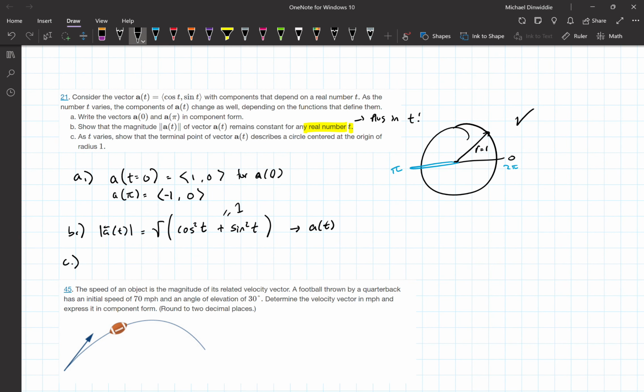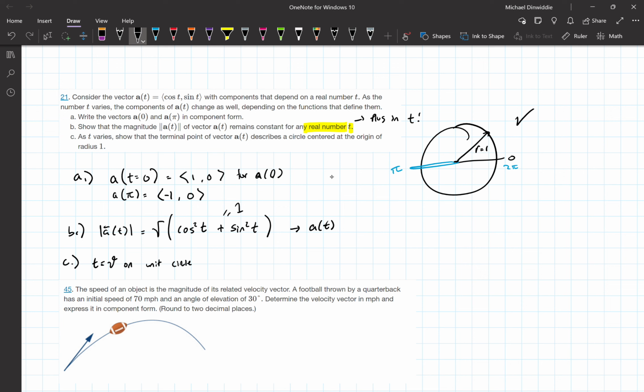So let's do C really quick. It says, as t varies, show that the terminal point of vector a of t describes a circle centered at the origin of radius 1. And funny enough, we just ended up doing that in our little proof here. And so the way we would write this is that t is equal to angles on the unit circle. And then I would show this by just using two examples.